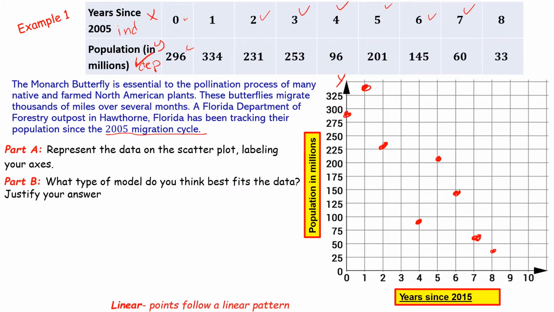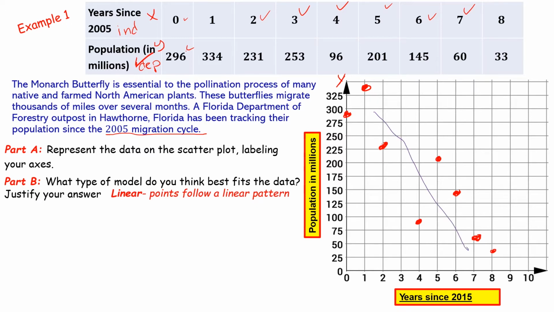Alright, part B. It says, what type of model do you think best fits the data? Justify your answer. And this would be linear, because the points follow a linear pattern. It goes down from left to right, so it's a linear pattern.